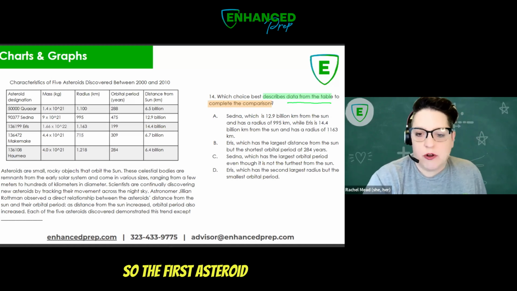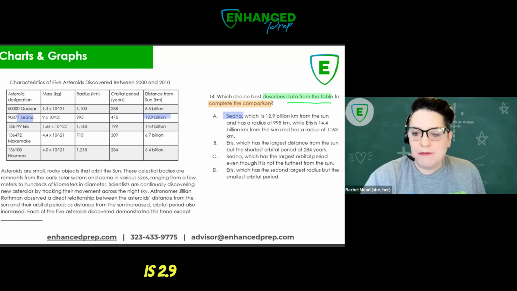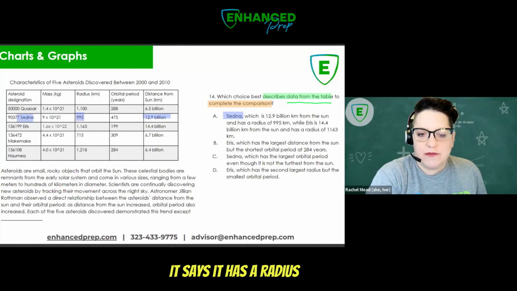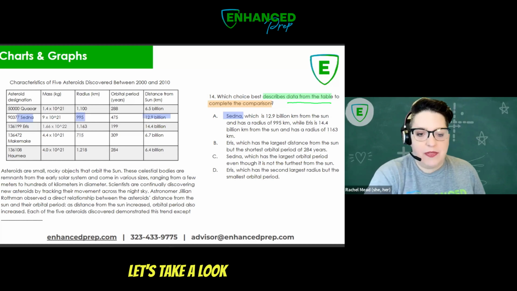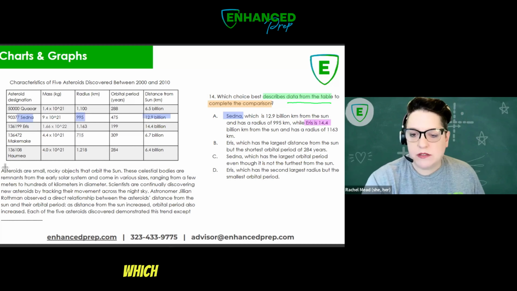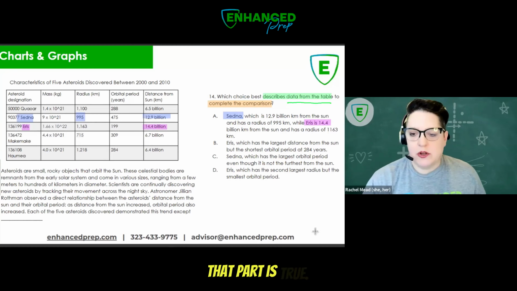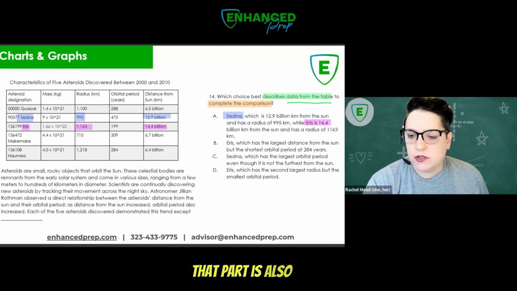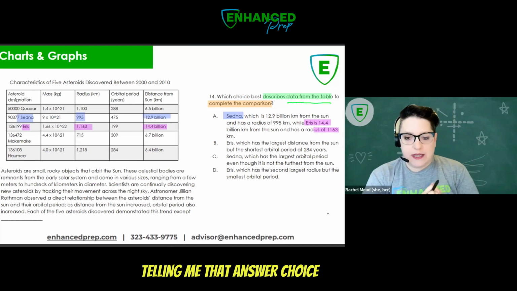So the first asteroid that we're discussing is Sedna. And it says that Sedna is 2.9 billion kilometers from the sun. So that part is true. It says it has a radius of 995. That is true. So I'm good there so far. Let's take a look at the second part of this. We can see that it's telling us we have Aries, which is 14.4 billion kilometers from the sun. That part is true. And it has a radius of 1163. That part is also true. So right now, everything from my table is telling me that answer choice A is true.